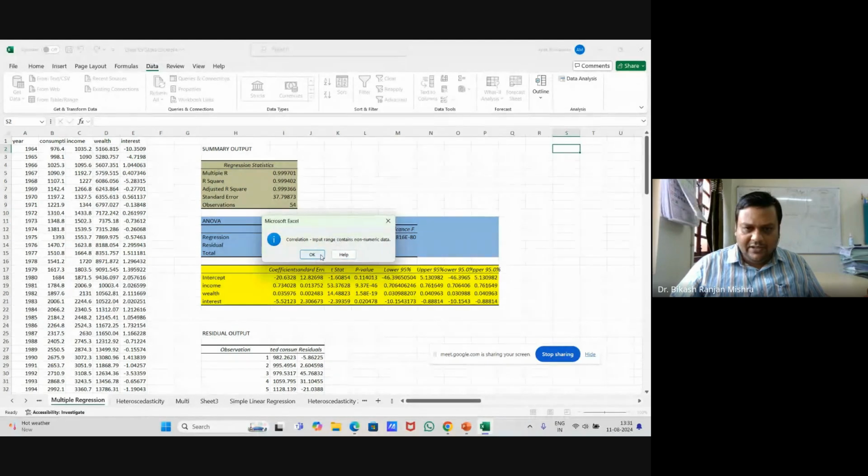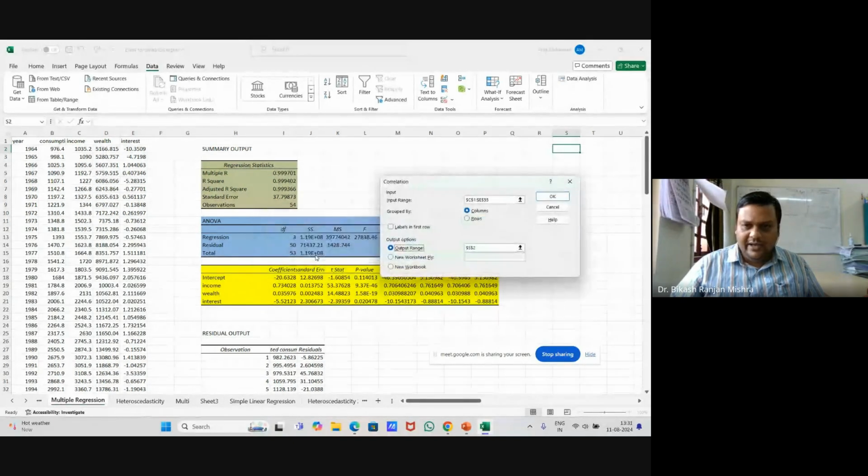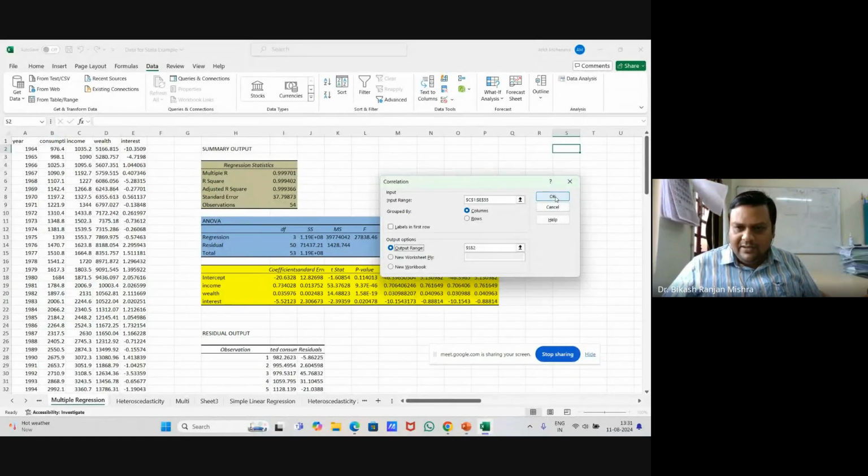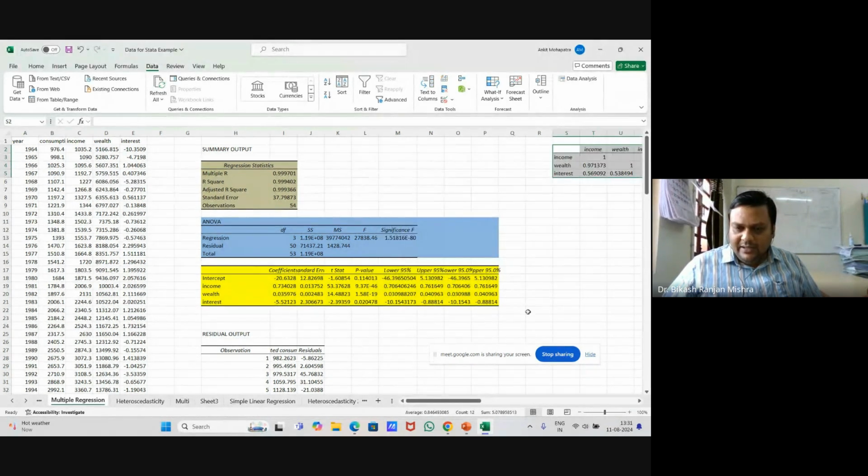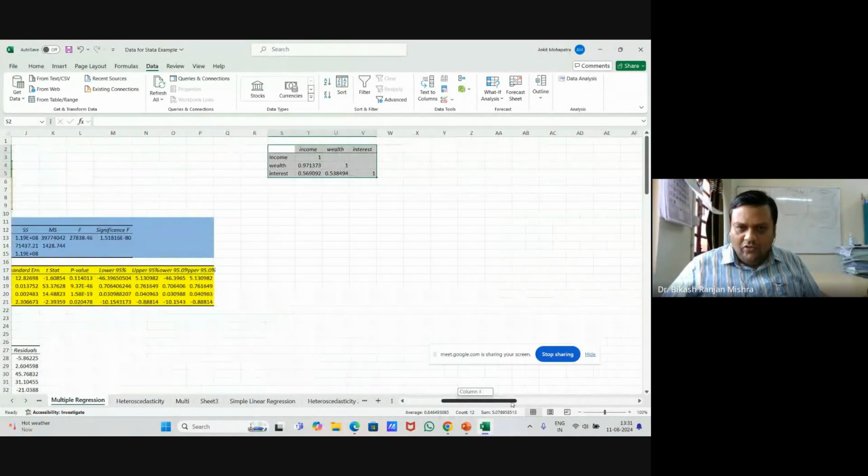It says the correlation input range contains non-numeric data. I think there is some problem here. I'm sorry, I should not have included the labels, because I have not selected the labels option. So select the labels option and then click OK. Now you will get the correlation coefficient table.